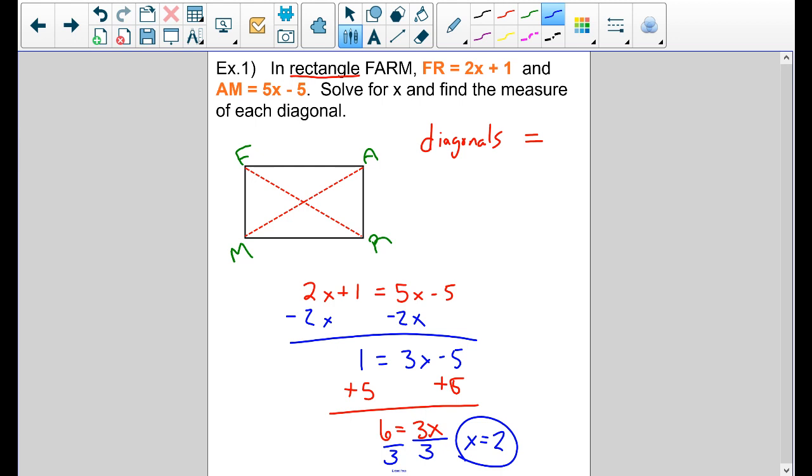How do I find the measures of the diagonals? Plug in 2 for x. It doesn't matter which one you plug it into, you should get the same measure for both. So 2 times 2 plus 1, so 4 plus 1, 5. So each diagonal should be 5. So AM is 5, FR is 5. So that was the rectangle.